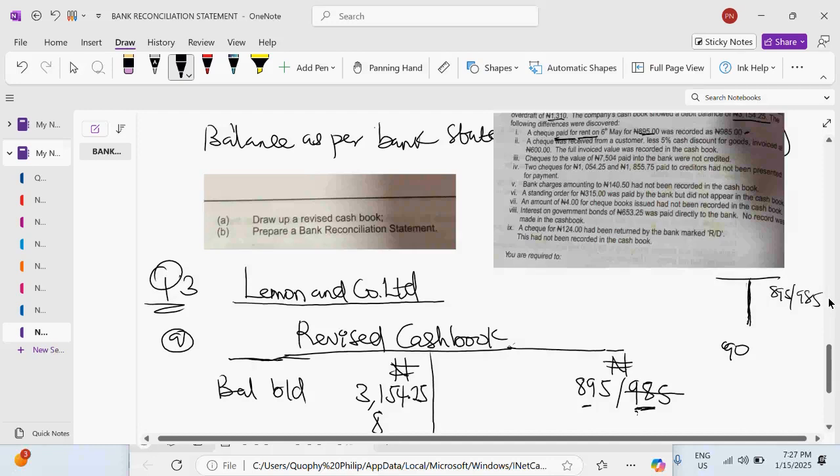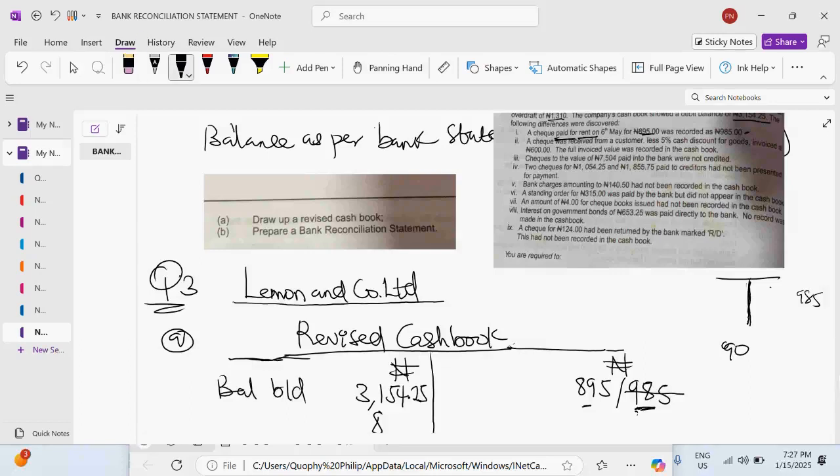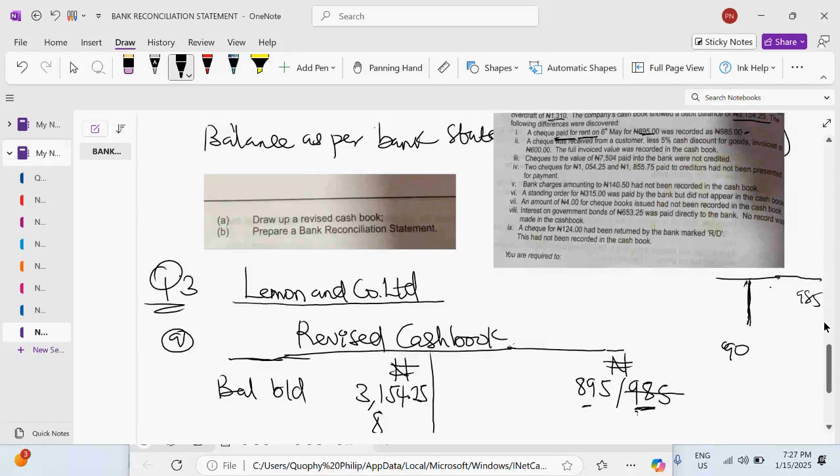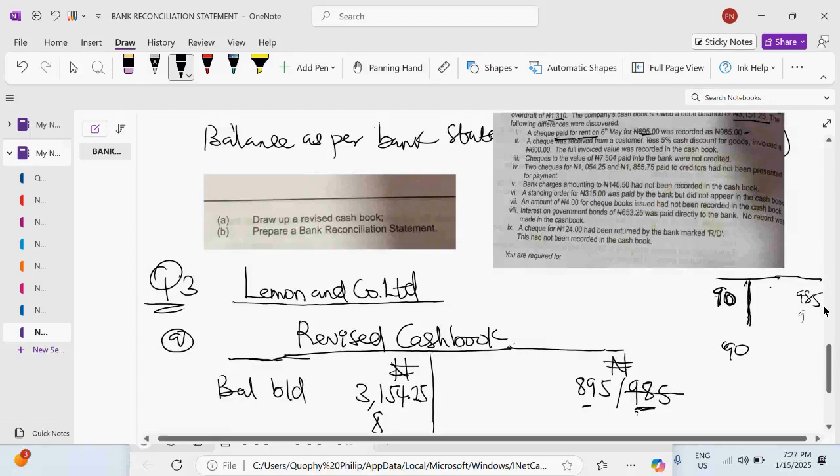So this is what you did. You wrote 985 instead of 895. You increased the amount to 985. We don't just cancel this and write 895 again. No. So we are correcting it by debiting the difference, which is 90. Indirectly, this 90 is canceling the 90 from this amount, remaining 895. That is what it means.